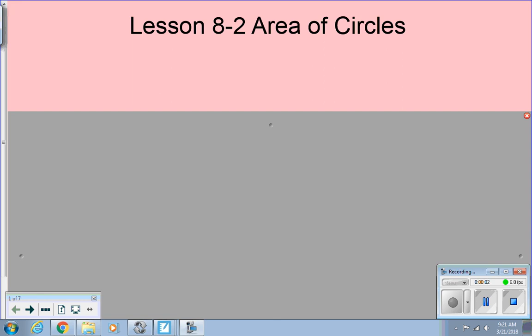Lesson 8-2, area of circles. I'm sure you've done something like this before, 6th grade, I hope.